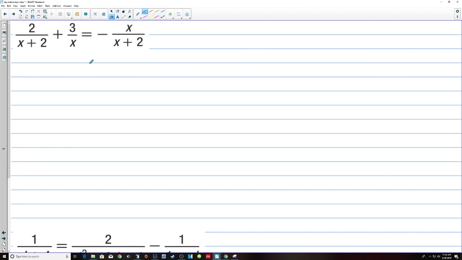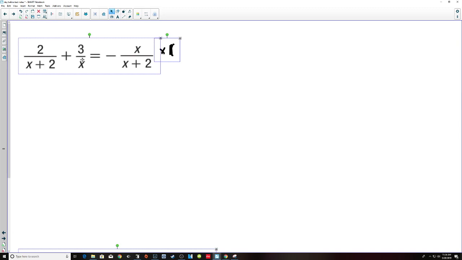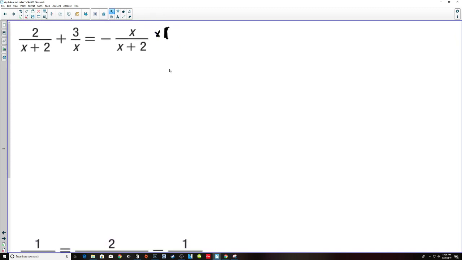Let's multiply by the common denominator. We have x. Ooh, what? Oh. You know what? My computer doesn't like this background. So I'm going to copy this. I'm going to make a new page, paste, and then it should write much better.